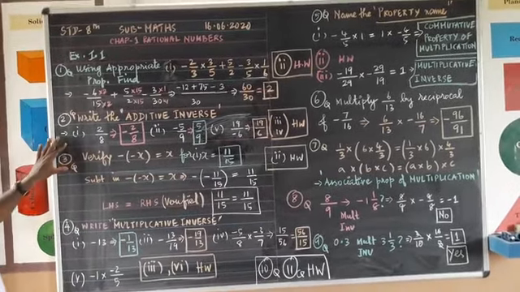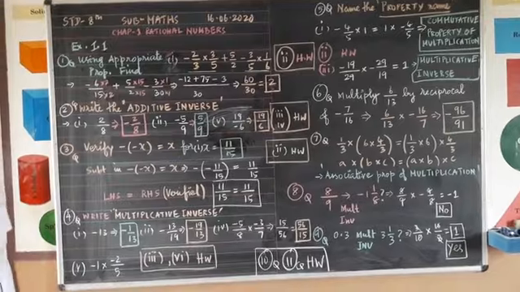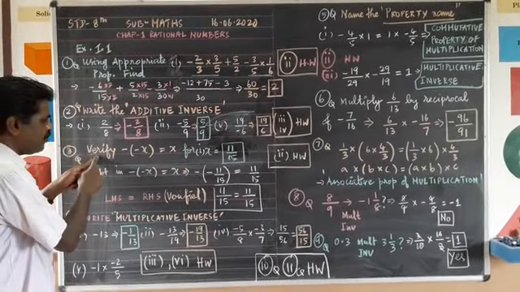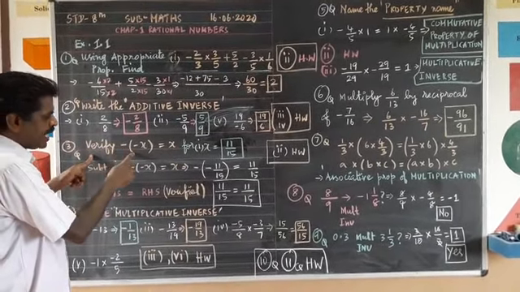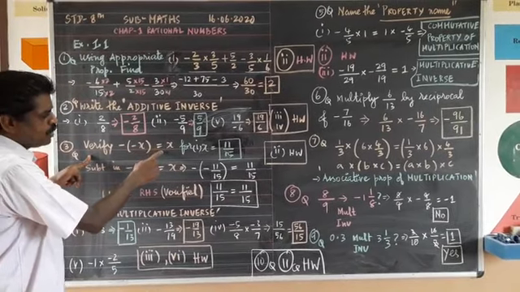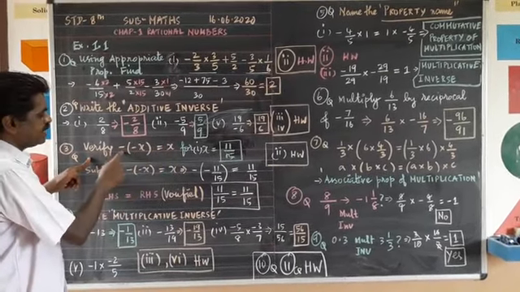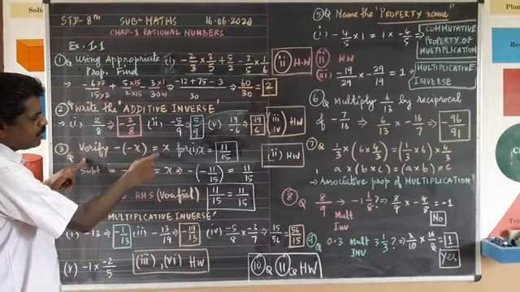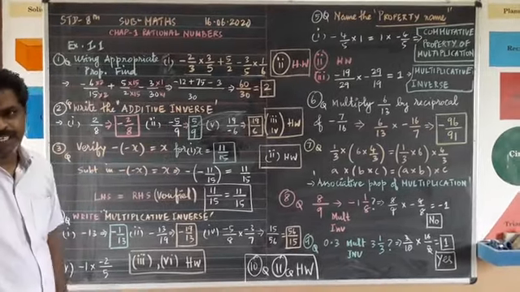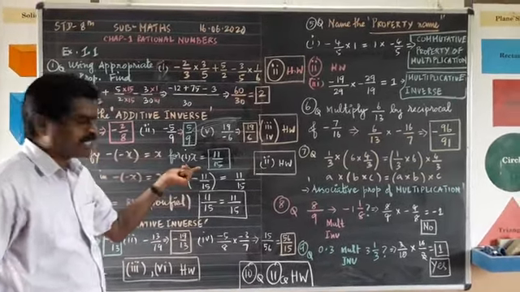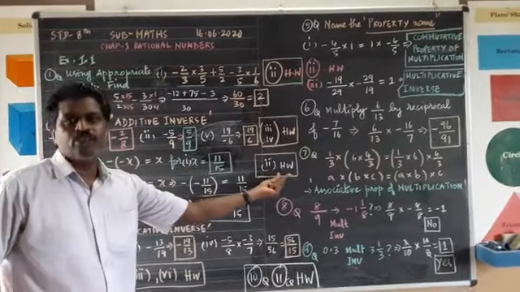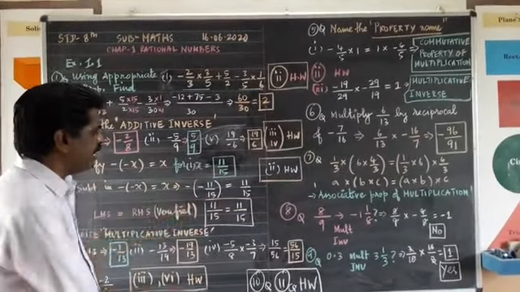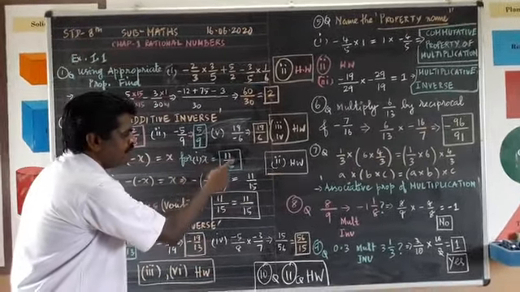Third question. What verification are they asking? They have given the conditions: verify minus of bracket minus x equals x. Minus of bracket minus x equals x. They have given two conditions. First condition I am doing, and the second condition you take as homework. First condition, what is that? x equals 11 upon 15.